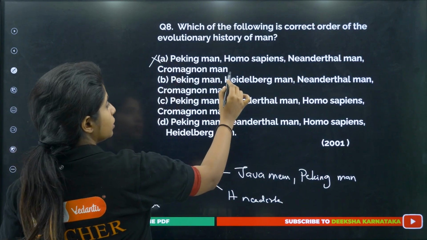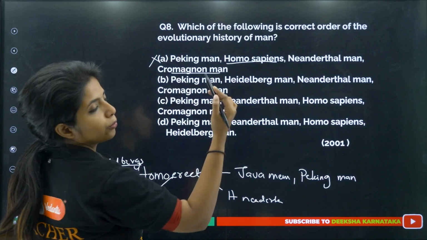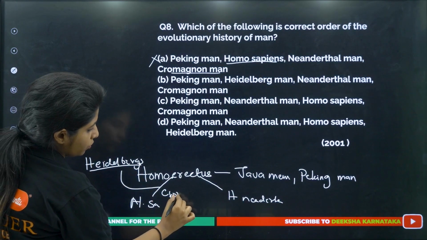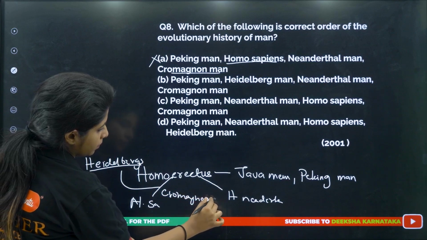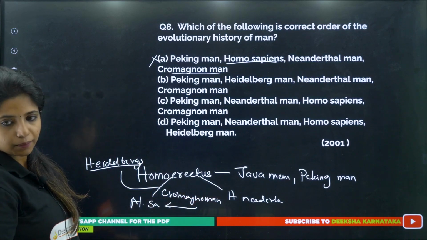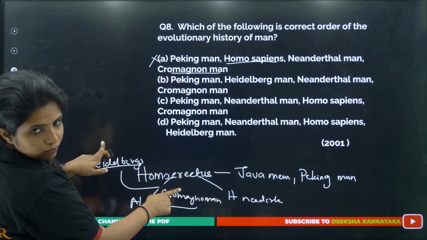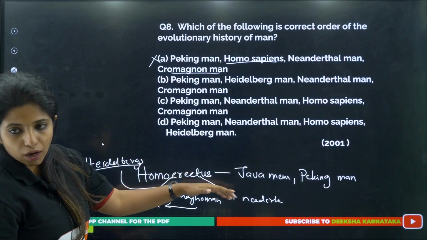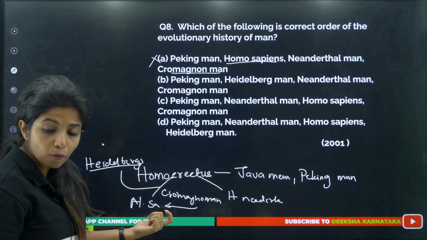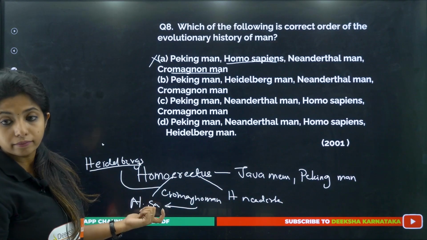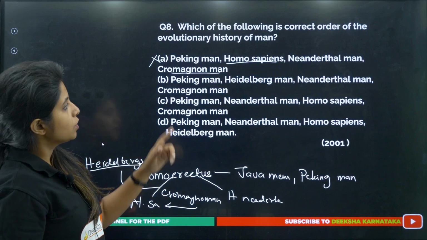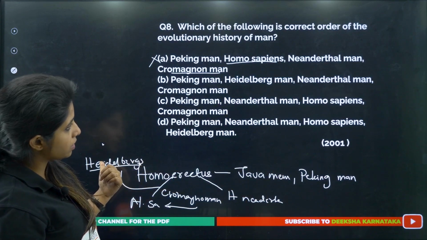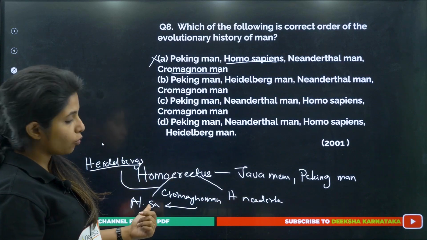Homo sapiens should be coming after Cro-Magnon man. So this, then Cro-Magnon man over here, and then Homo sapiens. In your NCERT they didn't mention this, but you should be knowing. It was Heidelberg which divided into two, and now you had Neanderthals and Cro-Magnon man. Cro-Magnon man later came down to give what? Homo sapiens, the modern man. So Peking man is there, then Heidelberg man is there, then Neanderthal is there, then Cro-Magnon man is there.